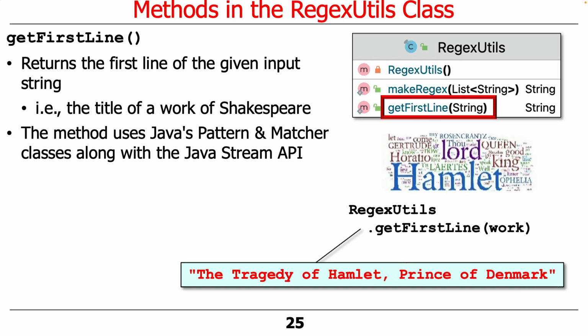getFirstLine is also cool. It's going to read the first line of a given input string, which in our case is the title of the work of Shakespeare, but we make this more general. This uses Java's Pattern and Matcher classes along with the Stream API. The way this works is you give it a work of Shakespeare, like Hamlet, and you say getFirstLine, and it'll return The Tragedy of Hamlet, Prince of Denmark, because that is indeed the first line.